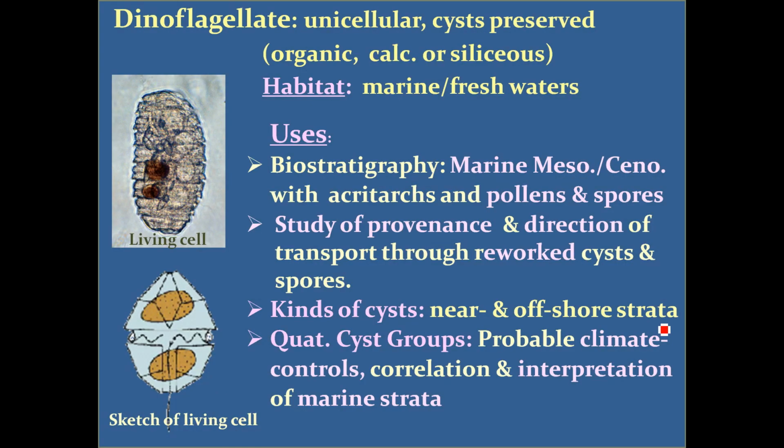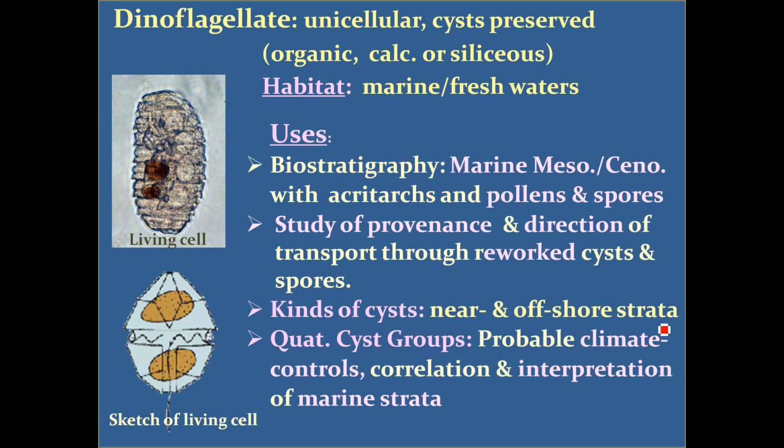The other group is dinoflagellate, which is a unicellular cyst preserved, and they may be organic and calcareous or siliceous, and they may be found in marine as well as freshwater. They are useful in biostratigraphy of marine Mesozoic, Cenozoic rocks with Acritarchs and pollen spores.